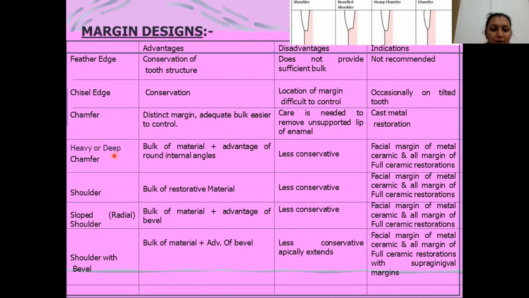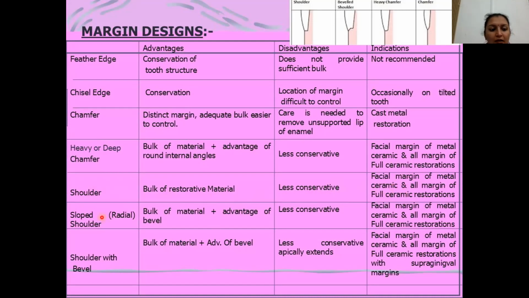Then heavy or deep chamfer: bulk of material plus the advantage of round internal angles. It is less conservative and is indicated on the facial margin of metal ceramic and all margins of full ceramic restoration. Then shoulder allows bulk of restorative material. Disadvantage is that it is less conservative and is indicated on the facial margin of metal ceramic and all margins of full ceramic restoration.